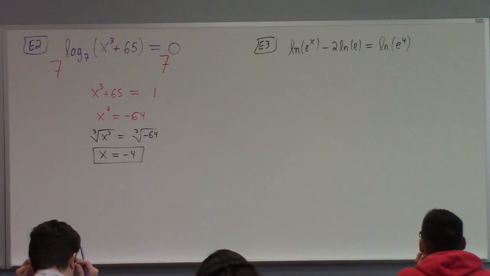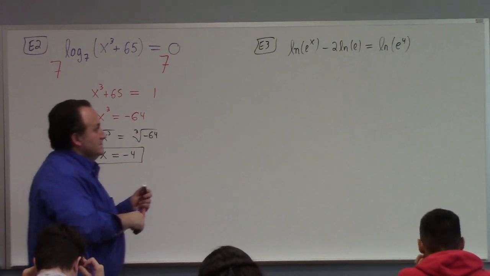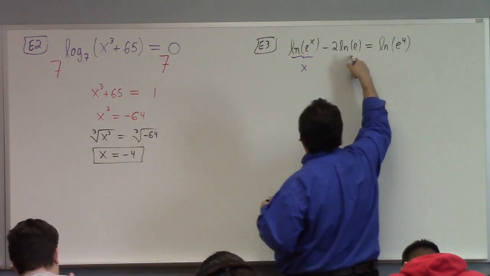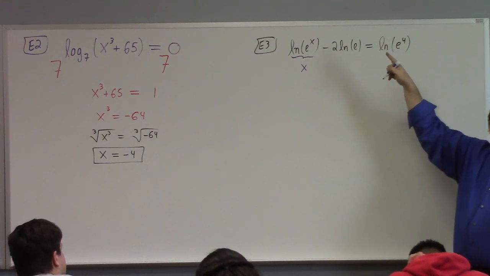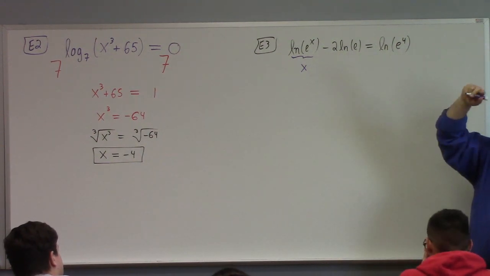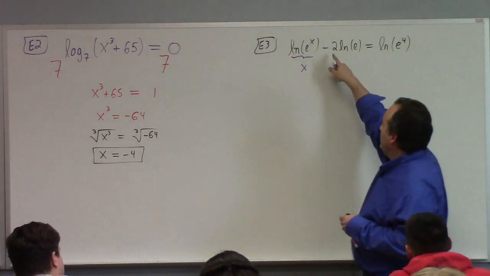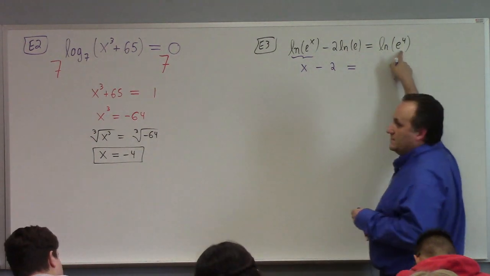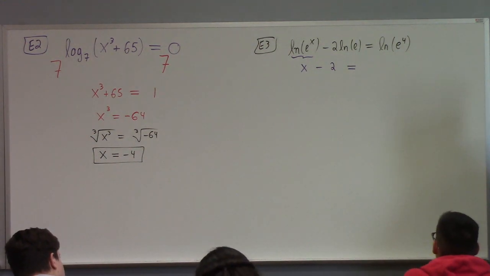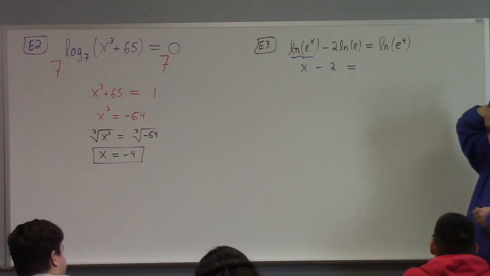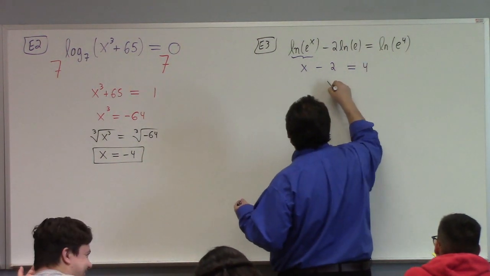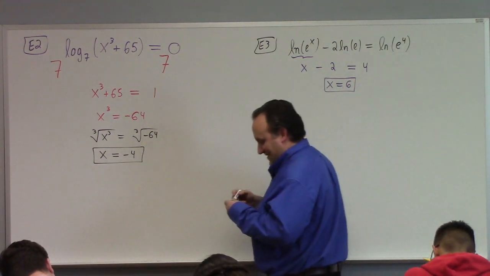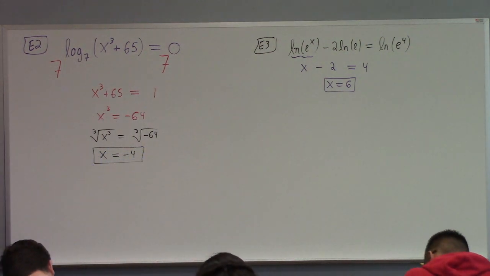What is the natural log of e to the x? It's x times natural log of e, which is just x, right? What's the natural log of e? Well, natural log of e is just 1, right? So this is minus 2 times 1, which is just minus 2. What's the natural log of e to the 4? Just 4. So this gives us x equals 6. Oh, add 2 to both sides. Whoopsie.